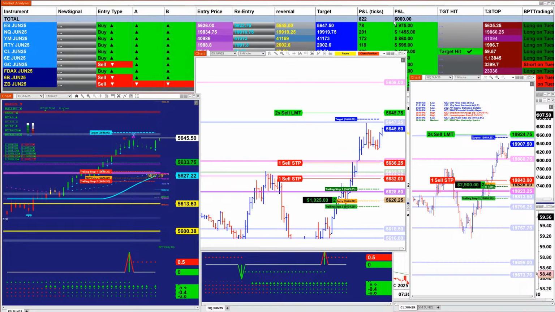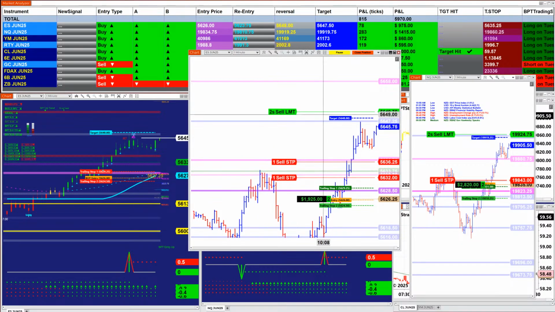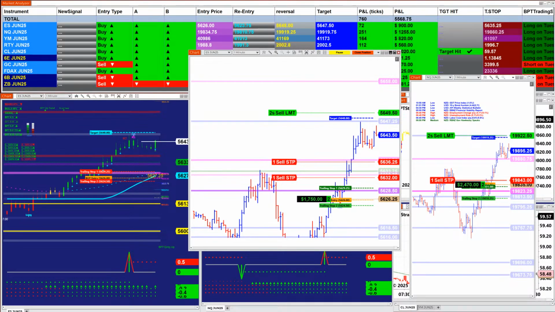Can you see how the auto trade is extending the targets automatically? On the Nasdaq, not much, but on the ES, yes, it's extending the target automatically.